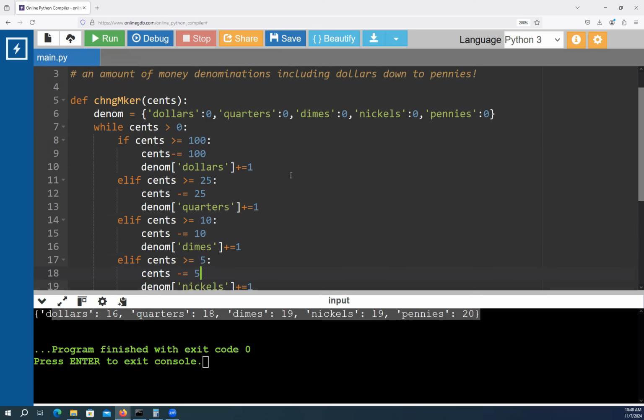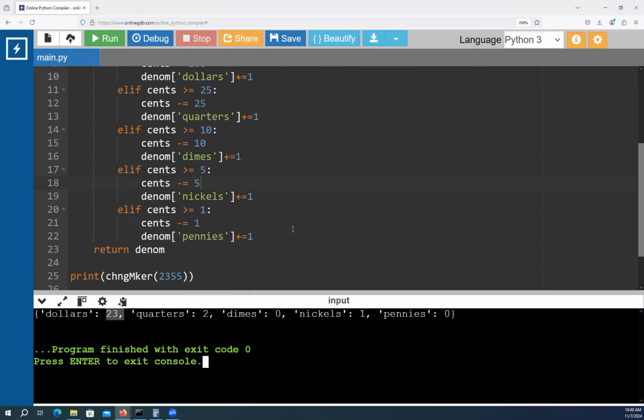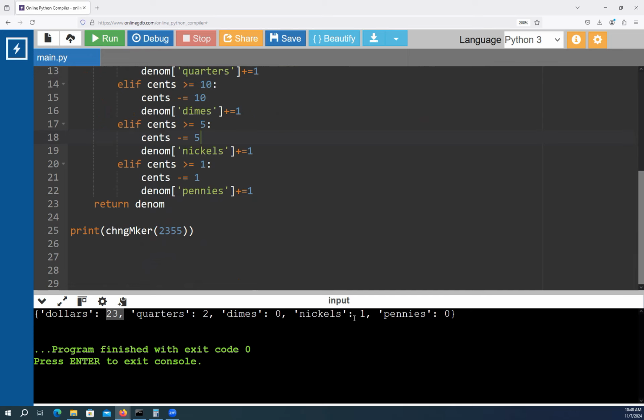Now we've got our elifs, we've got our correctness. Too many D's, but now we've got the right amount of D's. We've got dollars: $23, 2 quarters, 1 nickel. All right, this is solid.